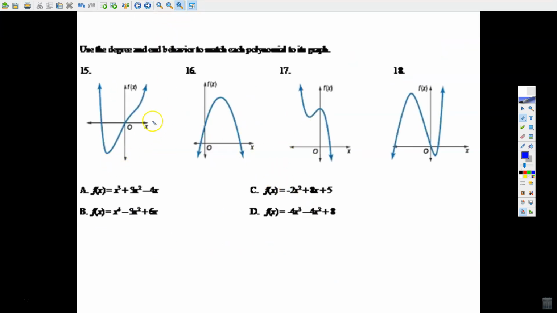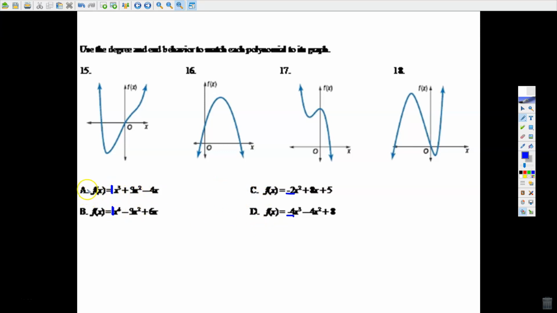15 through 18, we're basically matching the functions down below, a, b, c, and d, to the graphs that are provided. So this is an exercise in seeing if you understand that the lead coefficient, all right, so let's just go ahead and identify lead coefficients here. Here it's +1, also +1. Here it's -2, and here it's -4. Those numbers, whether they're positive or negative, will tell me if the function goes up on the right side.